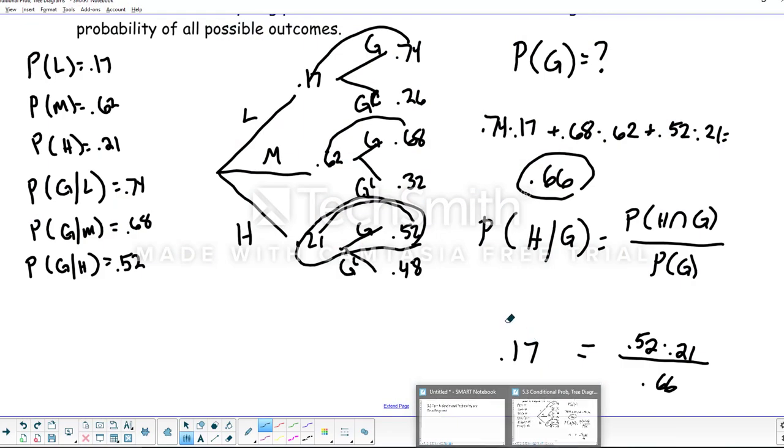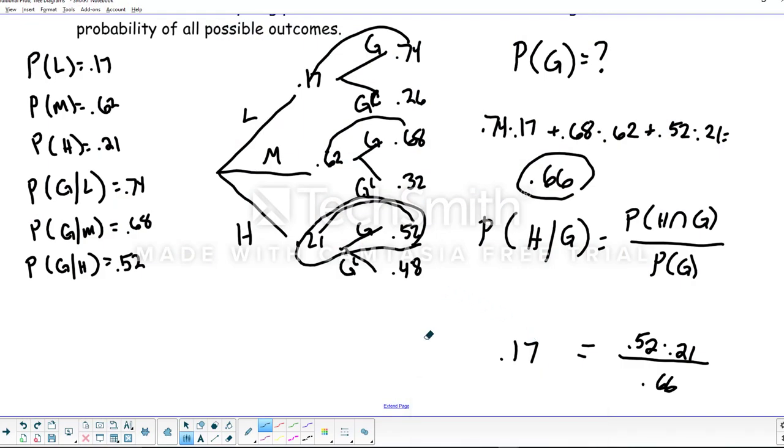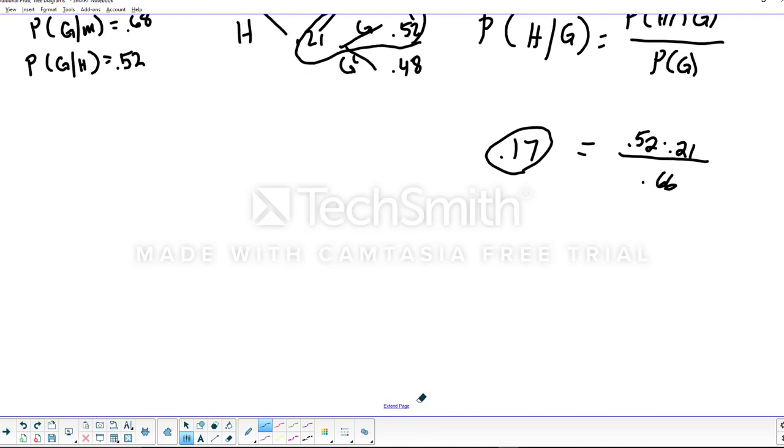Now, that is not all that intuitive. So what I'd like you to try and do is make a two-way table of this, and then you can check with mine and see, hey, did we get 0.17? Do we get the same thing? Okay? So you can take a moment to do that, and then check my two-way table.